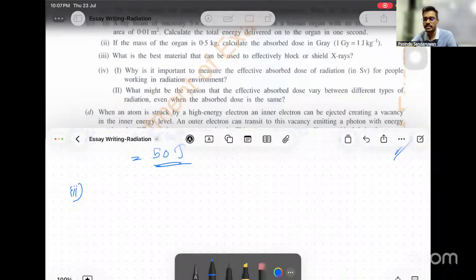Now, in the X-ray production tube also, what we are using is tungsten. So tungsten is one. In the X-ray tube, as a shield, we use tungsten. Other than that, concrete is also used.